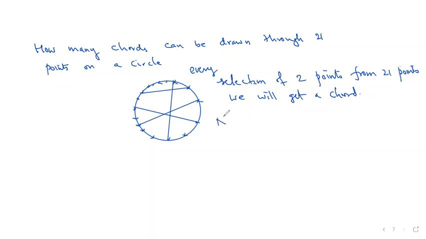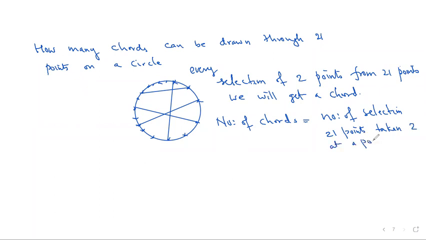So how many chords? The number of chords is equal to the number of selections of 2 points from the set of 21 points, that is, selections of 21 points taken 2 at a time. You are going to select from 21 points, but not all, only 2 at a time. So yes, it is 21C2 ways.